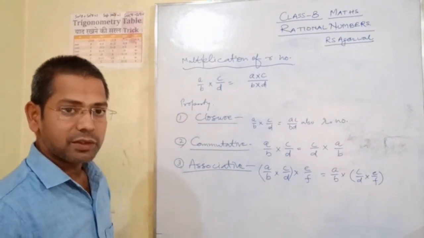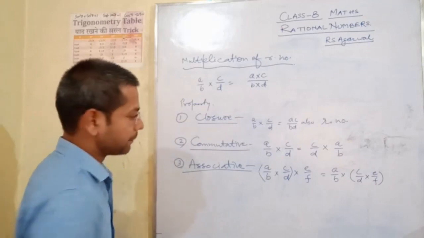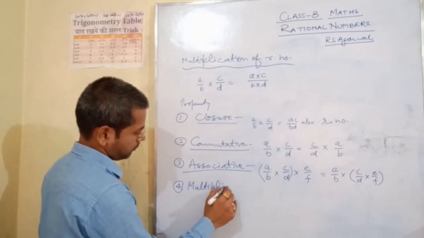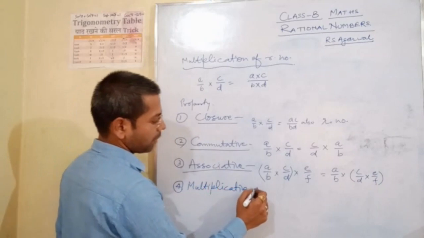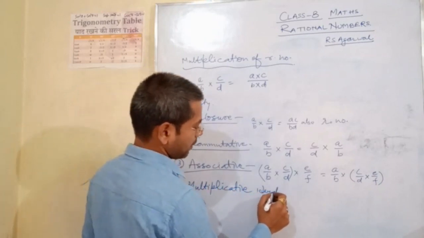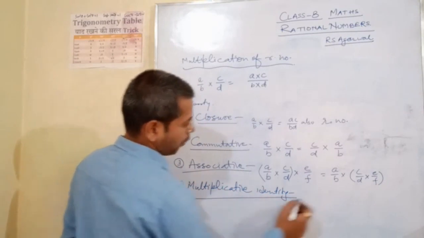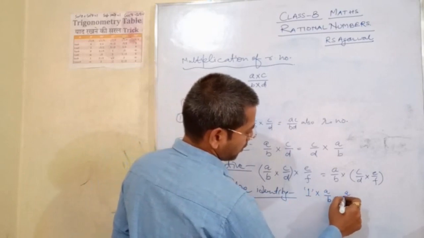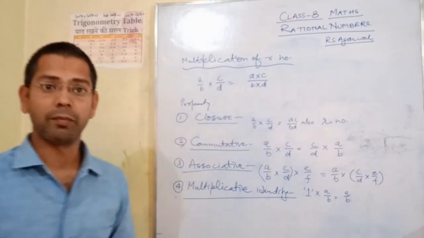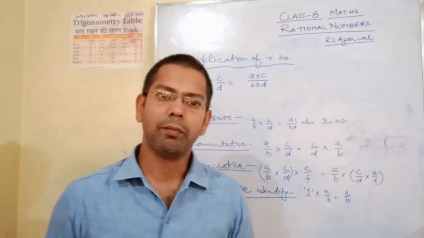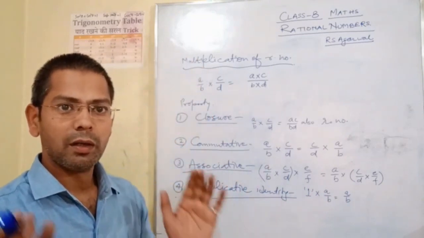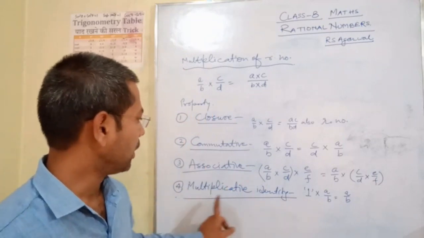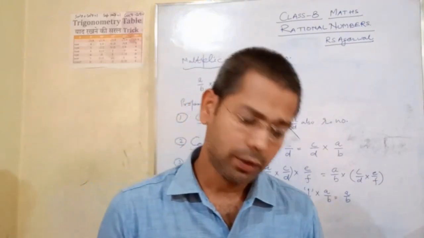Afterward comes the existence of multiplicative identity. One is the number which, when multiplied to a rational number, leaves the rational number the same. So we say one is the multiplicative identity of rational numbers.